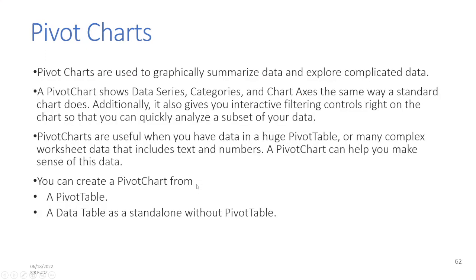Pivot charts. Pivot charts are used to graphically summarize data and explore complicated data. A pivot chart shows data series, categories, and chart axes the same way a standard chart does. Additionally, it also gives you interactive filtering controls right on the chart so that you can quickly analyze a subset of your data.